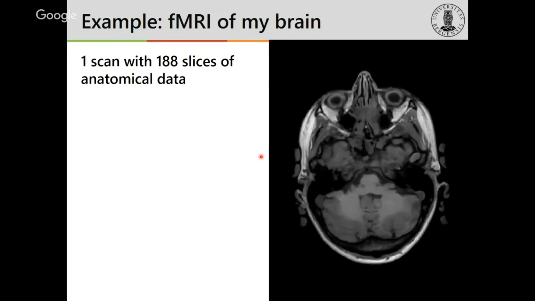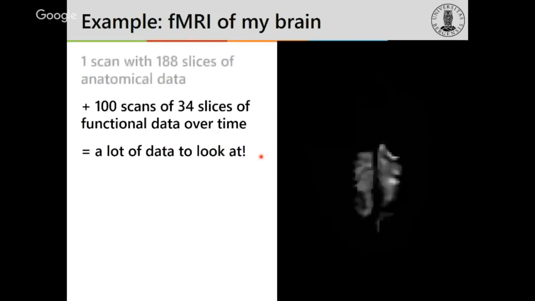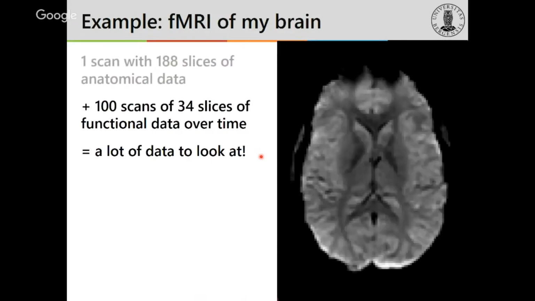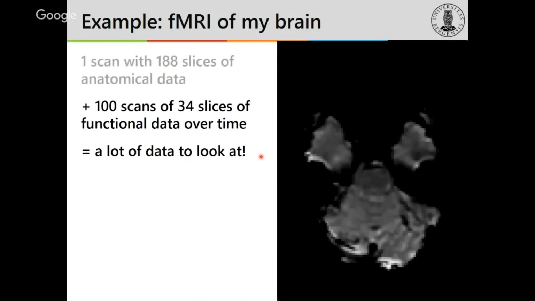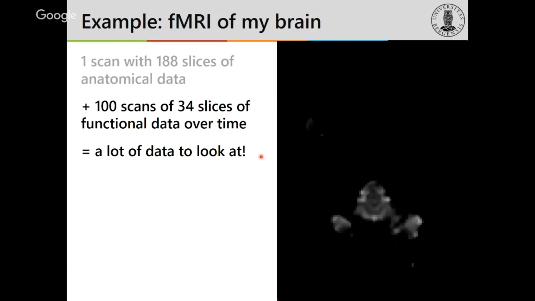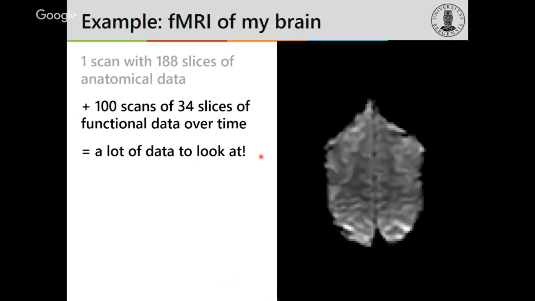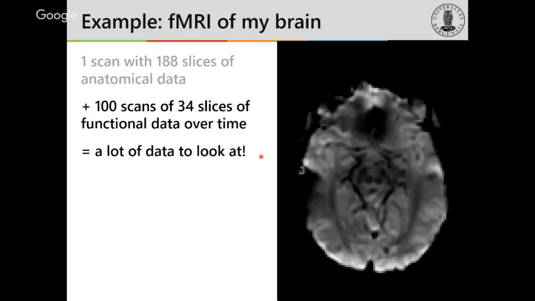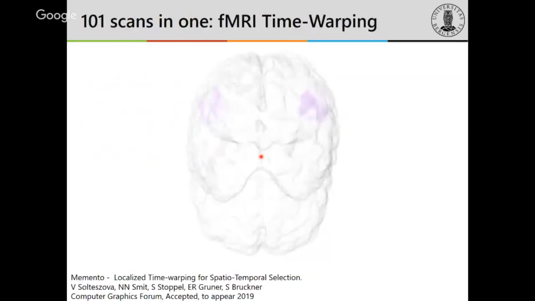These days, however, they can also do functional imaging. And in functional MRI, you have 100 scans added of 34 slices, so lower resolution, of functional data. And if you need to look at these one by one and scrolling through them, it becomes a bit too much. And here, interactive visualization can really help. So what I'm showing you here is 101 scans visualized in one animation.